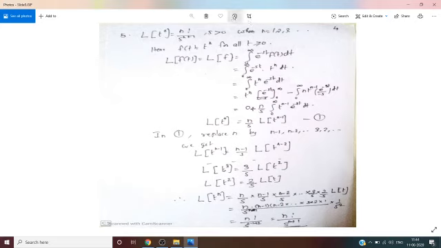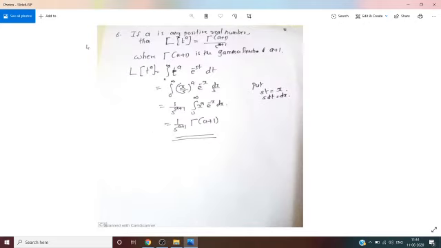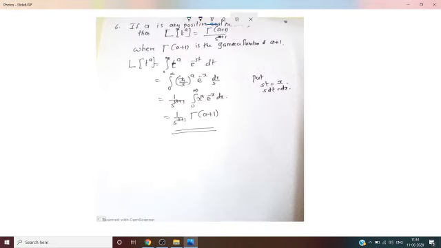Now, if a is any positive real number, then L of t raised to a equal to gamma a plus 1 by s raised to a plus 1, where gamma a plus 1 is the gamma function of a plus 1. L of t raised to a equal to integral 0 to infinity t raised to a into e raised to minus st dt.